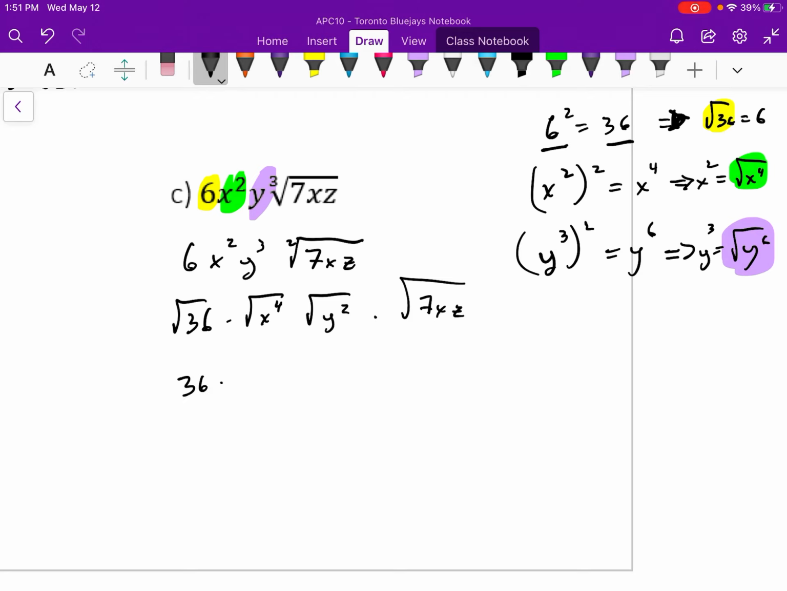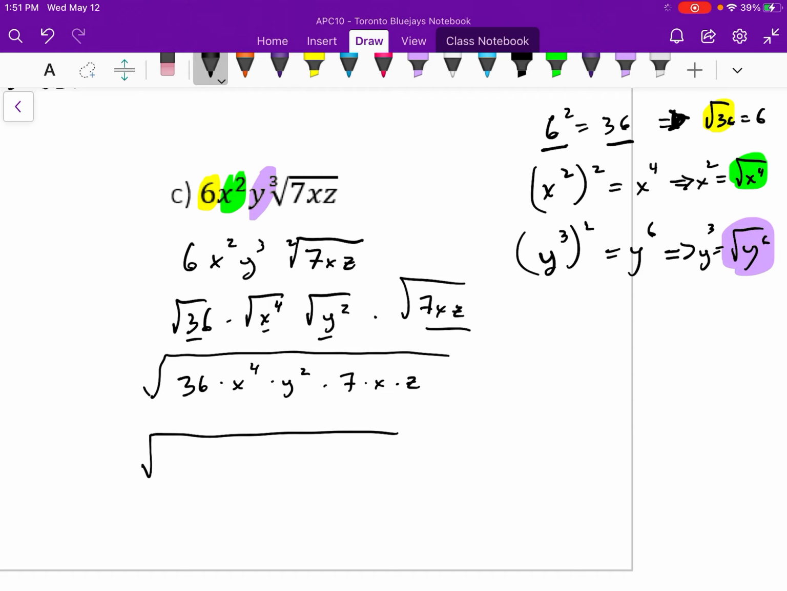I'm just going to multiply through here, so 36 times x to the power of 4. That is, I'm going to bring every radicand under the same radical. And that's what we would have here. It might take some organization. So to show my work, I'm going to write 36 times 7 times x to the power of 4. Do I have any other variables of x? Sure, I have x. So I've taken care of that. And then y squared times z.